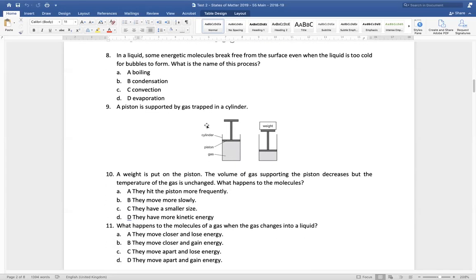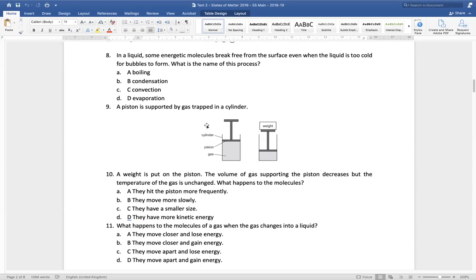Okay. In a liquid, some energetic molecules break free from the surface even when the liquid is too cold for bubbles to form. Wait a minute. What is it trying to do? It sounds like a cryptic message, but the basic thing that they're saying is it's not boiling. Because you see, when do bubbles form? When things boil.